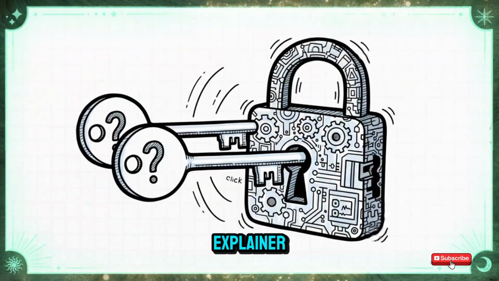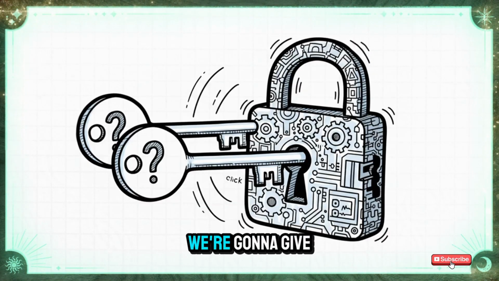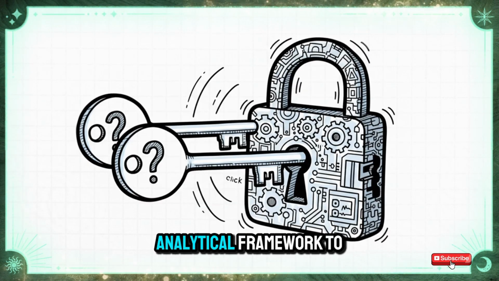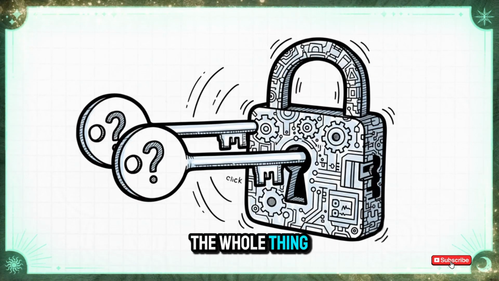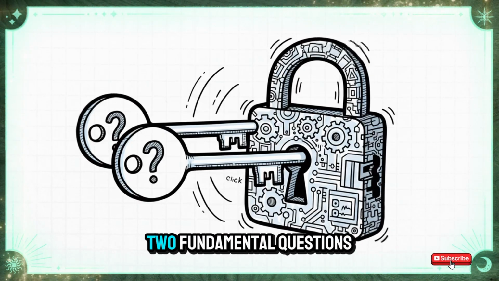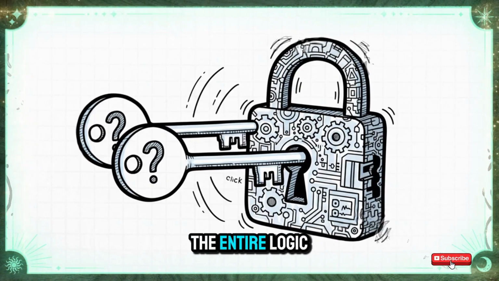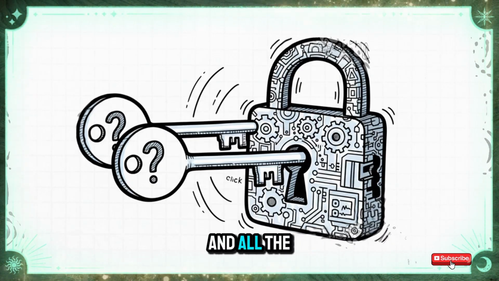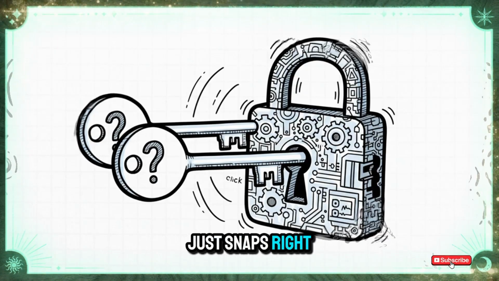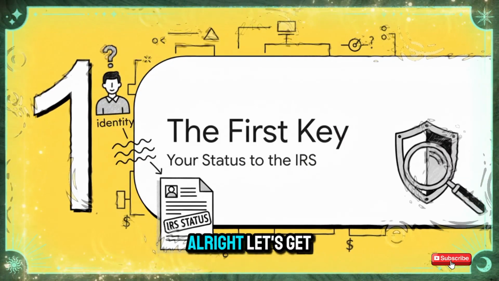So in this explainer, we're not just going to read instructions, we're going to give you the actual analytical framework to solve the whole thing. And it all boils down to just two fundamental questions. Once you get those, I promise, the entire logic of the 1040NR and all the other forms just snaps right into place. All right, let's get into it.